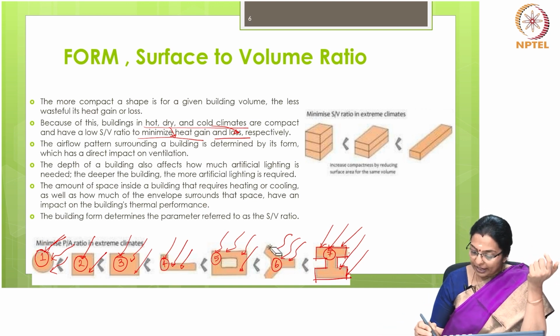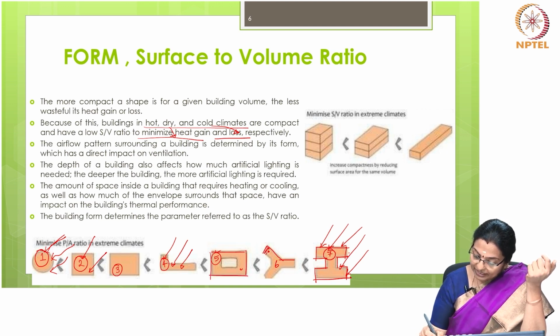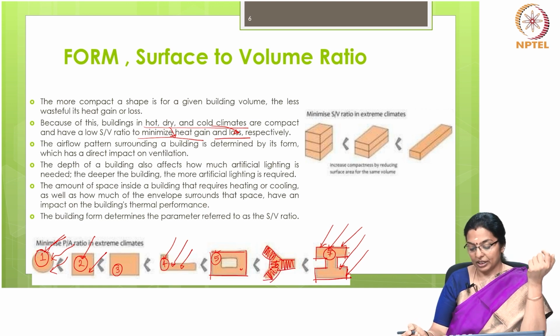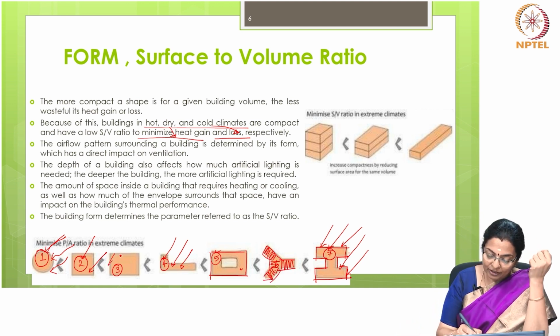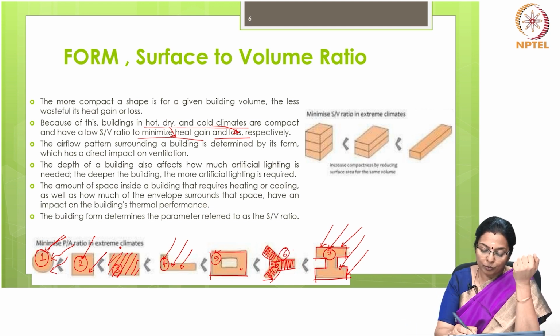For example, if we look at these cases, you can see that there is more exposure, and the building depth is much lesser. So, a building of this profile would require very little artificial lighting as compared to a building of profile 3. So, profile 6 is much better for natural lighting as compared to profile 3.